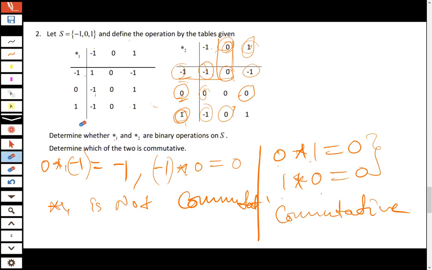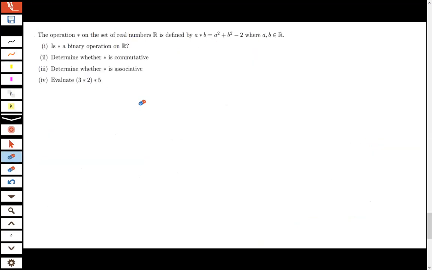All right, so let's proceed. So I also had to put this very good example at the end. Say the operation star on the set of real numbers is defined by a star b is equal to a squared plus b squared minus 2. Is star a binary operation on the set of real numbers? The answer is yes. Why are we saying yes? It's because whenever you put any real number where there is A and where there is B, the answer that you get will still be a real number.